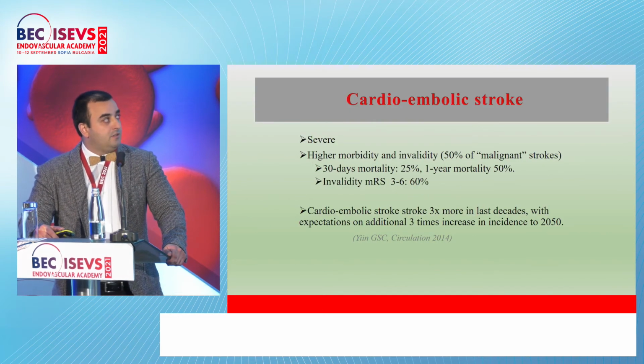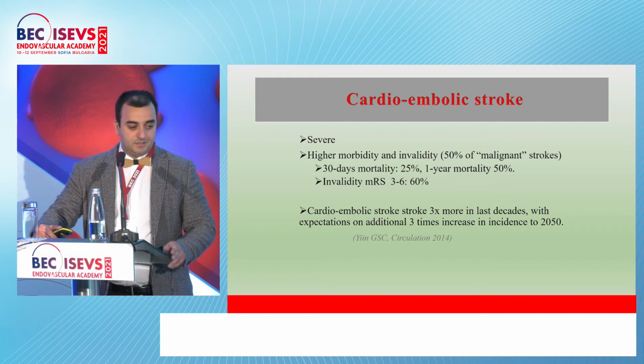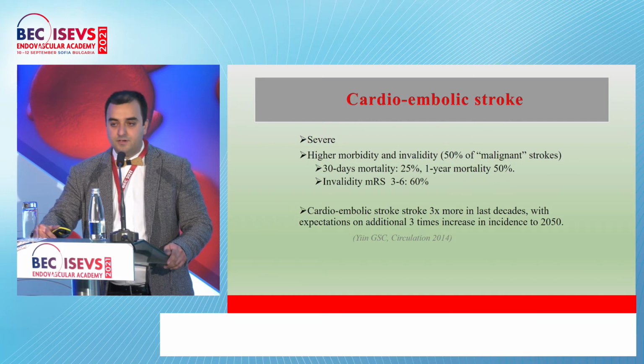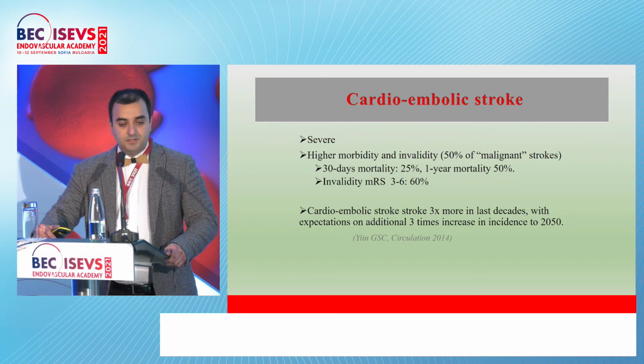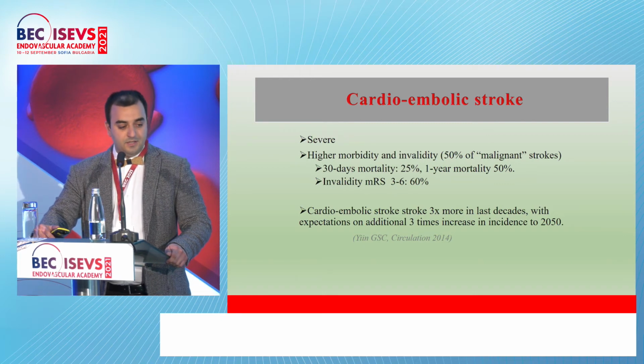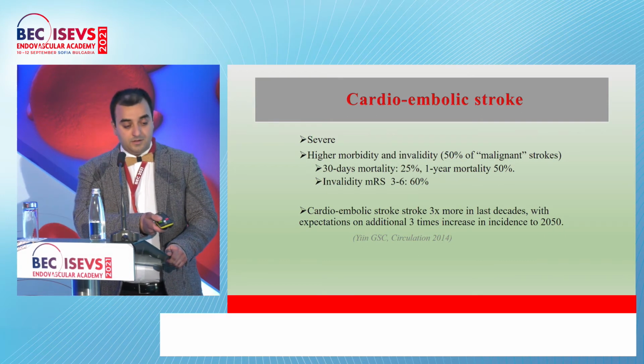About the cardioembolic stroke, it's really severe, and why? Because we have about 50% morbidity and invalidity, and in terms of the mortality rate, it's about 25% at day 30, and around 1.5 of the patients died in the first year, and this is an incredible number.